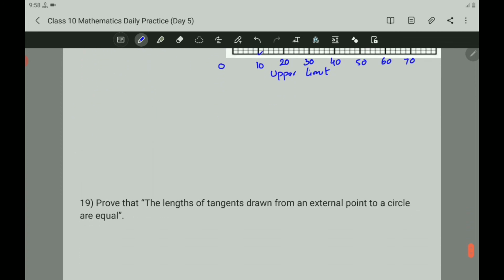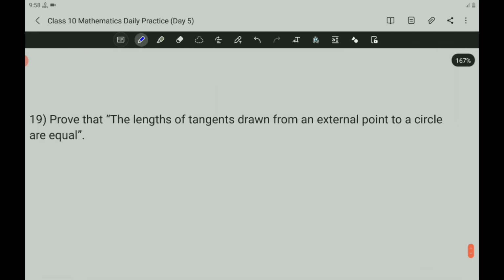Next, let us take the 19th question. Prove that the lengths of tangents drawn from an external point to a circle are equal. Children, you know that it is a statement of the theorem that is in the circle chapter, and this theorem is already proved and discussed in the triangle chapter. Children, you go through the chapter triangle and learn the proof of this theorem.